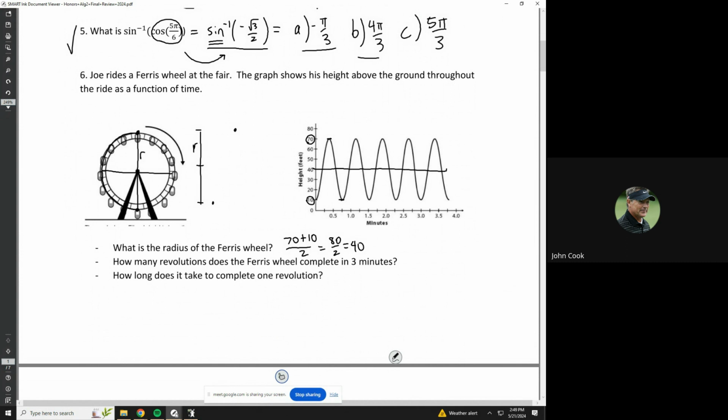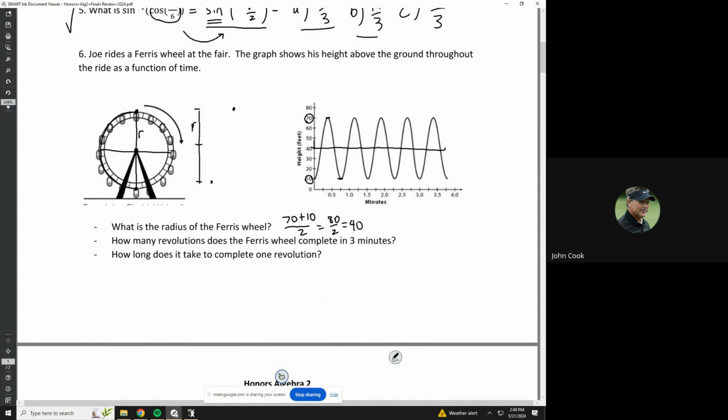So that means that if we go from 40 to 70, that's going to give us our little radius, okay? So we found out where the halfway point is, and then from the halfway point up to the top part or the bottom part, that's our little radius. So 40 to 70 is 30. So that means that our radius for the Ferris wheel is equal to 30. And what are the units on it? Feet. So that would be our answer.